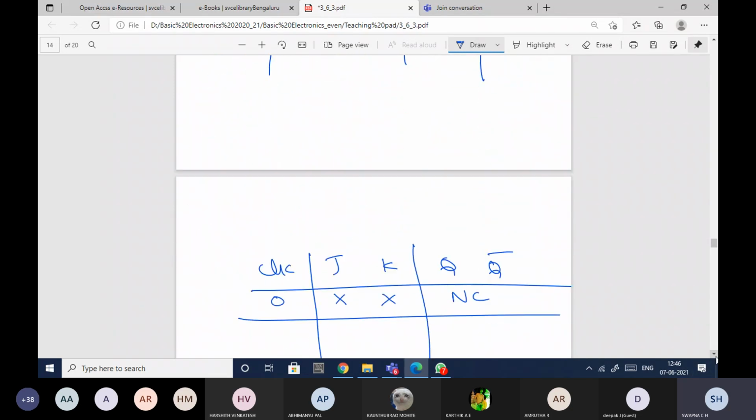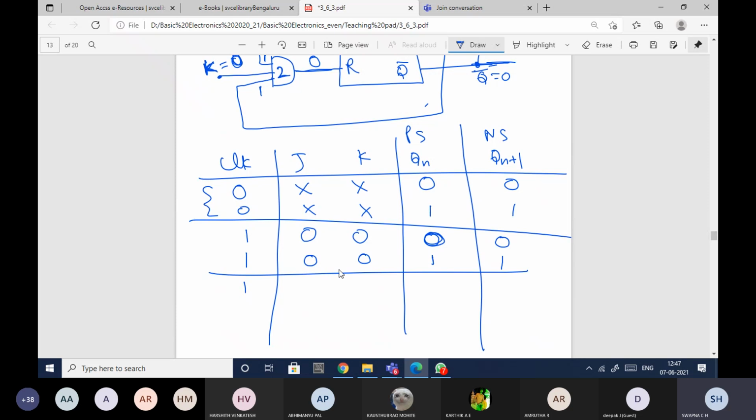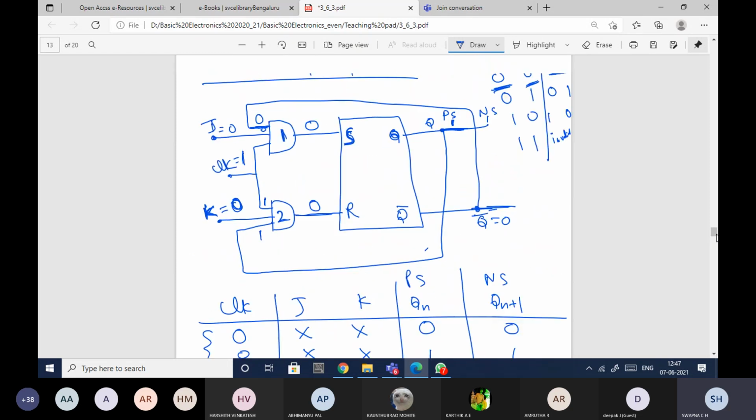So in the short tabular column, I can write: when clock is equal to 1, J value is equal to 0 and K value is equal to 0, your Q value is equal to Q value. The next state is not changing. Okay, fine. Next, clock is equal to 1, J value is equal to 1, K value is equal to 0, and the present state is... sorry, J and K I didn't analyze for 0, 1. 0, 0 I have finished. Next is 0, 1. J is equal to 0 and K is equal to 1 and present state is 0. In this case again I need to analyze it.